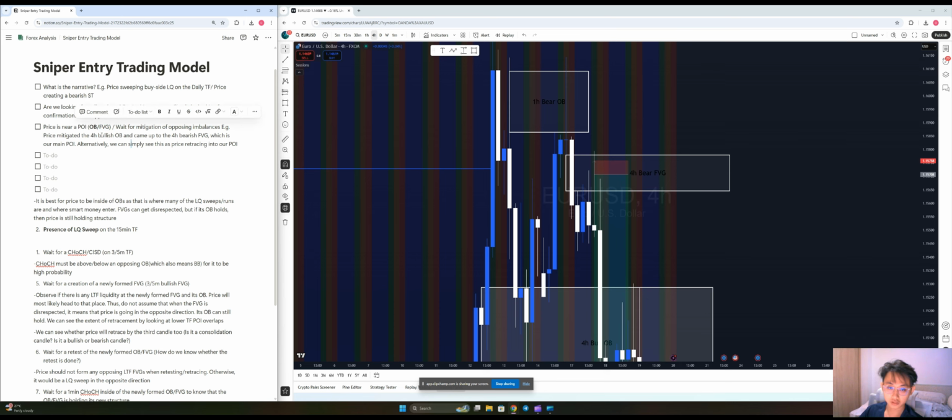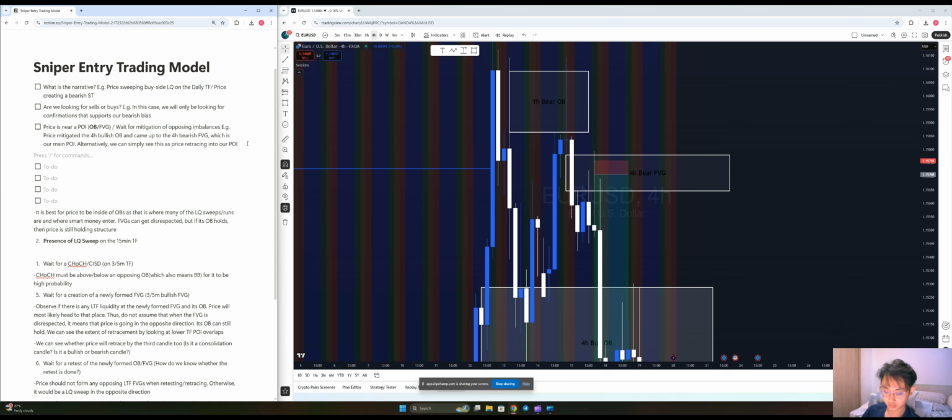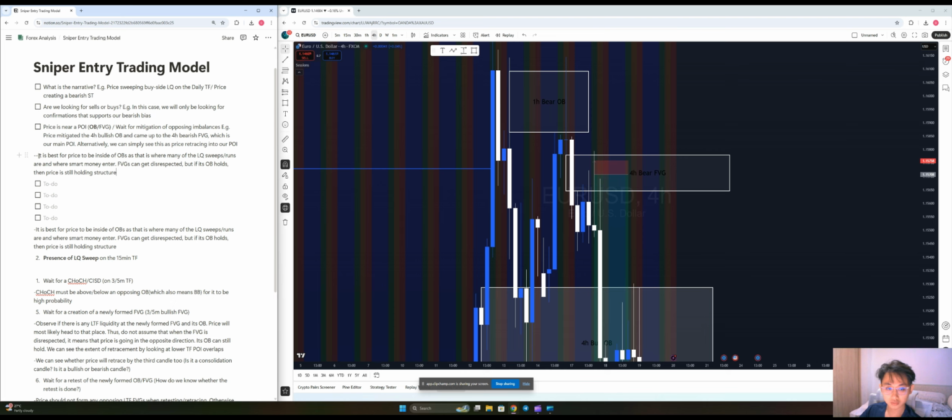Okay, more importance on order block than fair value gap. Next, it is best for price to be inside of an order block, as that is where many of the liquidity sweeps or runs are. The fair value gap can be disrespected, but if the order block holds, then price is still holding structure. Yes, true. So this is a tip.